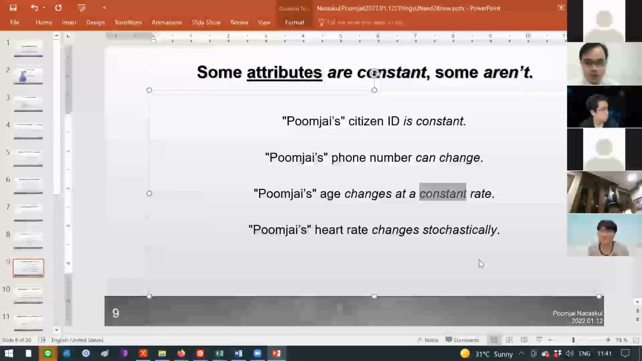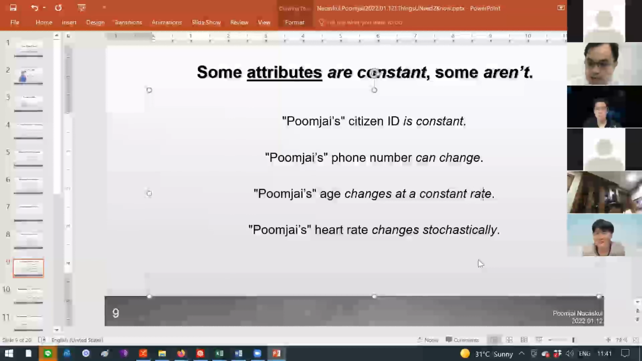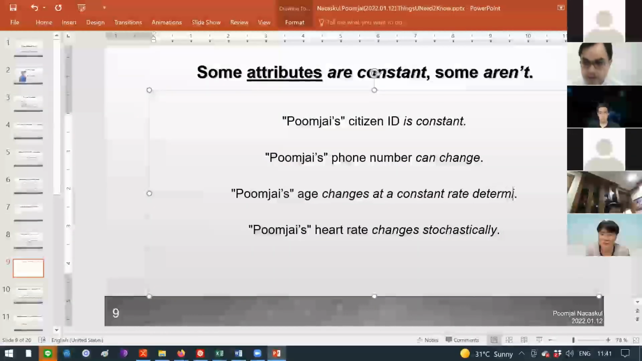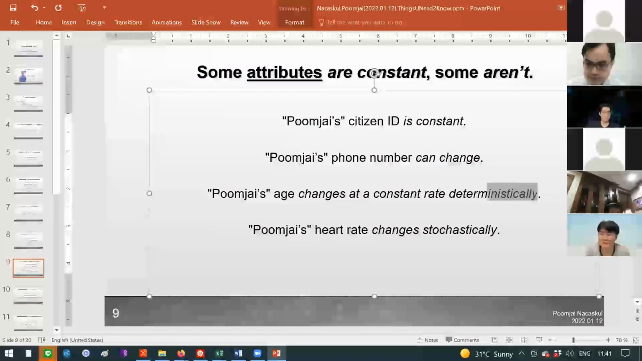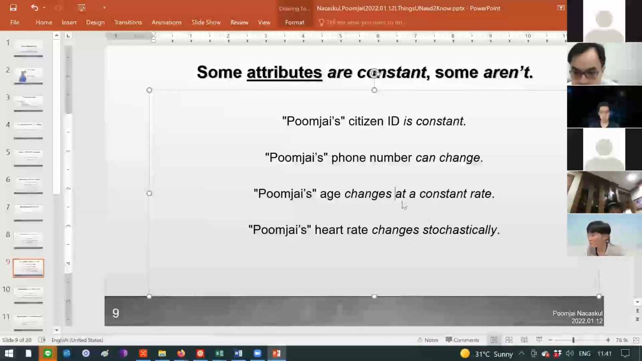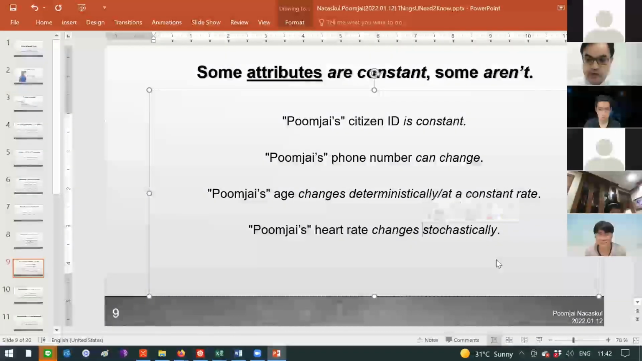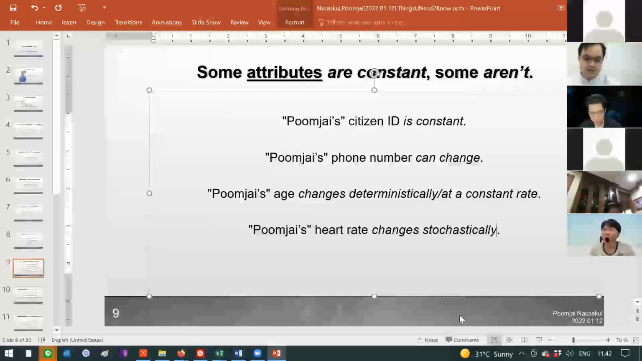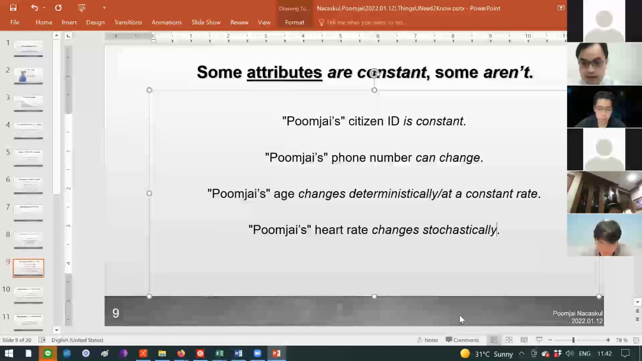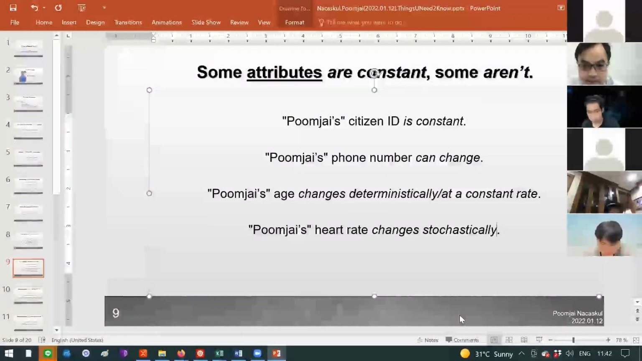I'm going to change the word here. Constant rate is deterministic. Now my heart rate, on the other hand, changes stochastically. Right now it is 56, resting heart rate. It can go up to 130, let's say if I was running or whatever. It changes stochastically. Now this is just changes, not taking into account many things.